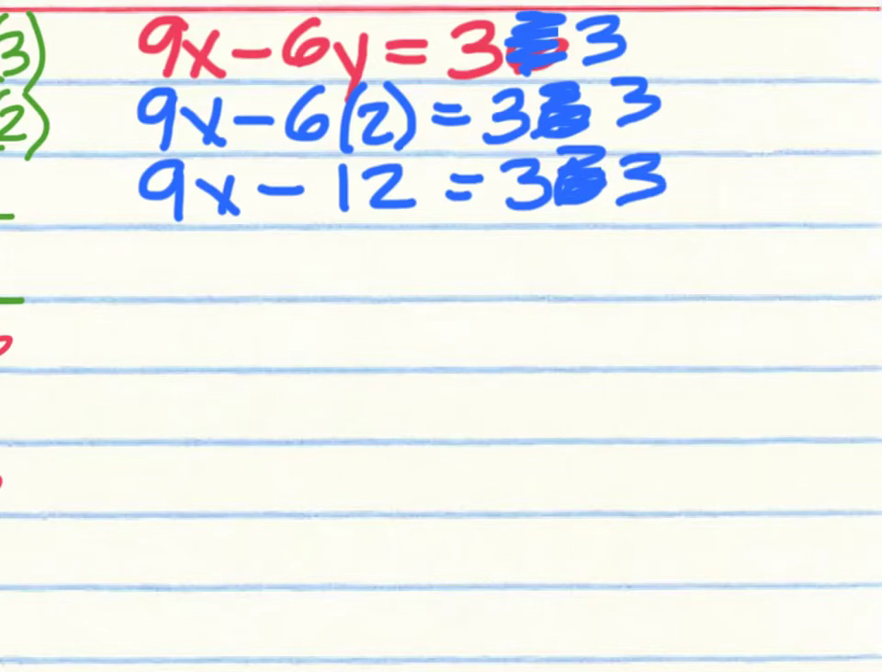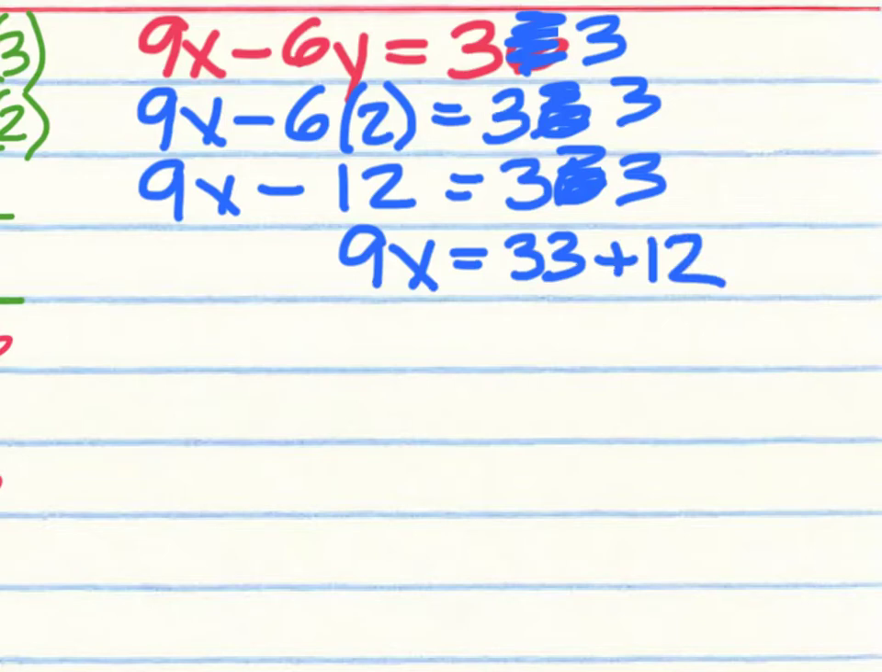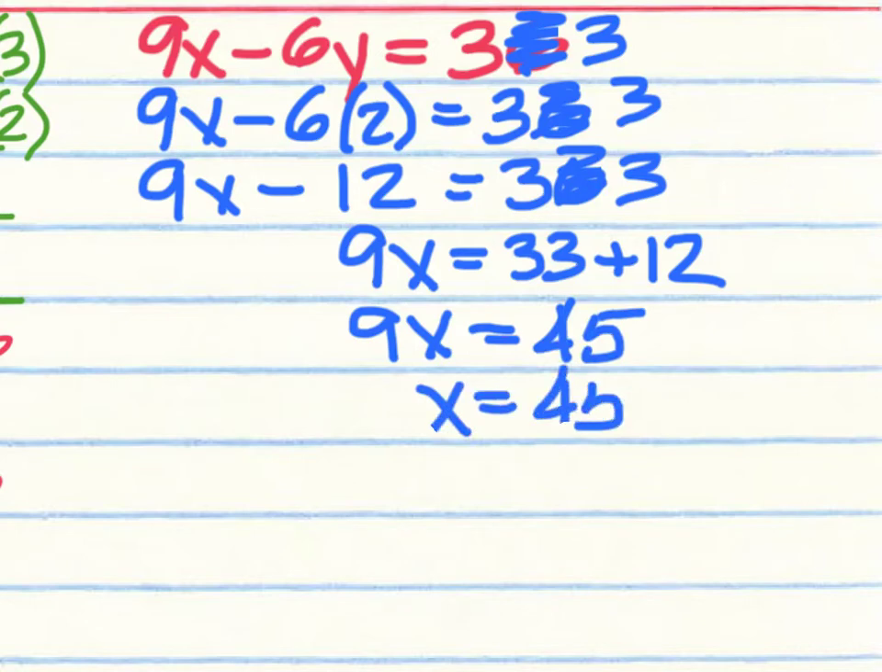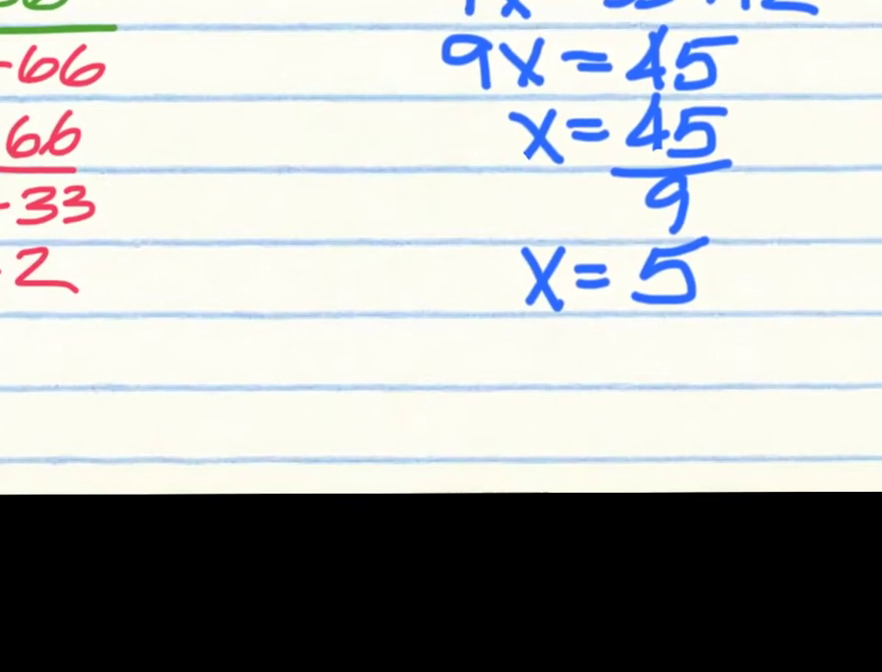Then everything else is right. So we'll have 33 plus 12 when you move the -12 over. And then 33 plus 12 is 45. Divide the 45 by 9. You should get 5. And express your answer as xy. So it's 5 first and then 2.